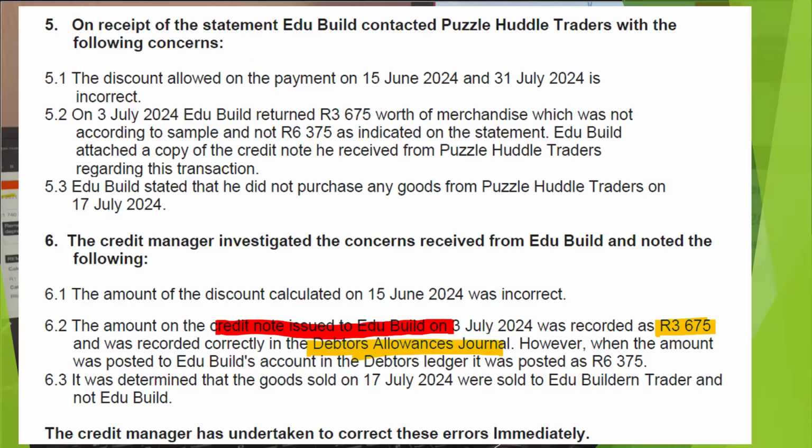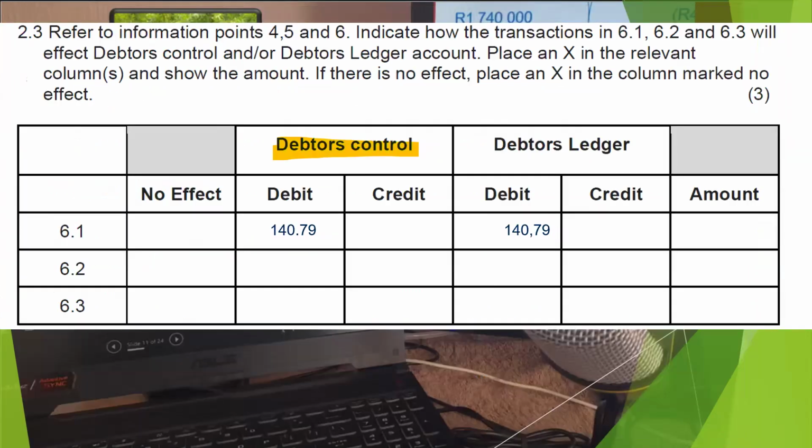So to get the difference, you are simply going to take this amount that was posted, which is 6,375, and minus 3,675. The difference between the two values will be 2,700. You are going to go to your debtors ledger. Remember, it was a credit note. We over subtracted. So to correct this, you are simply going to debit your debtors ledger by the difference.